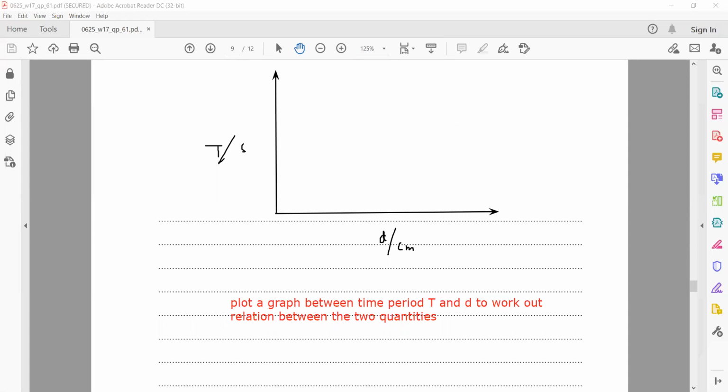But again, I repeat, you don't have to sketch a graph here. You don't have to mention what will be the shape of the graph. You just have to mention that we can plot a graph between time period on y-axis and the diameter on x-axis and find a relation between the two quantities.